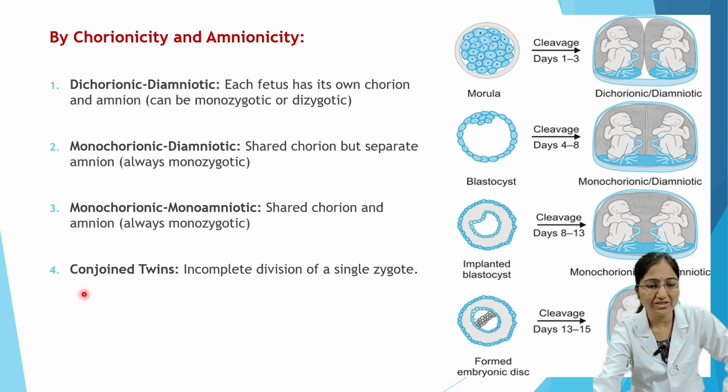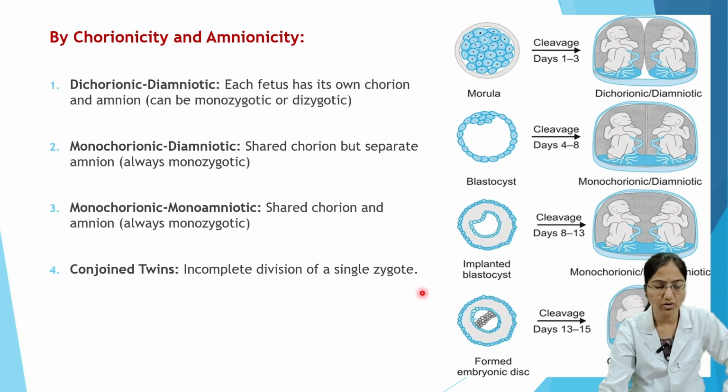And then the fourth one is conjoined twins. Here there is incomplete division of a single zygote. You can see here in the picture conjoined twins. There will be the incomplete division of the single zygote. I hope you all are clear.